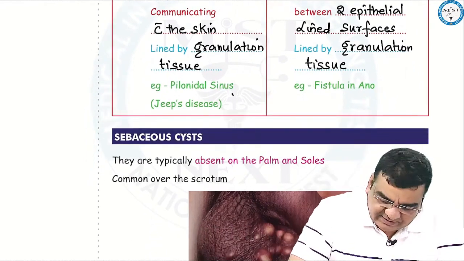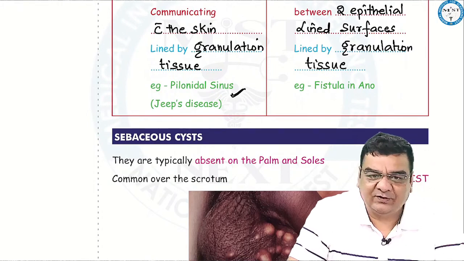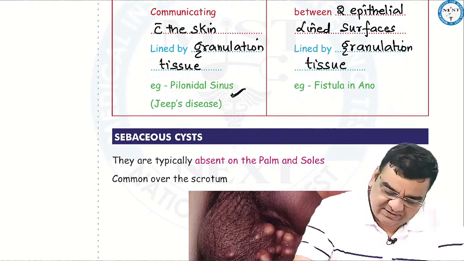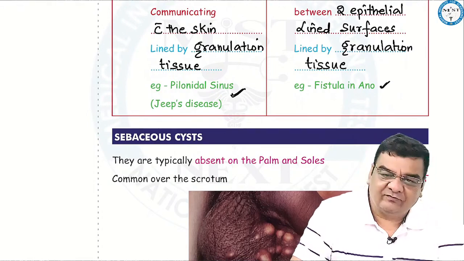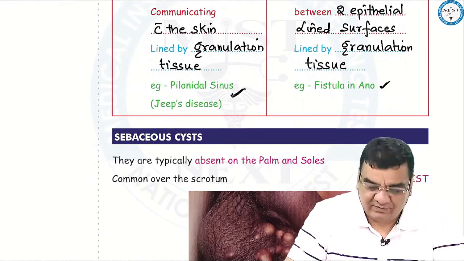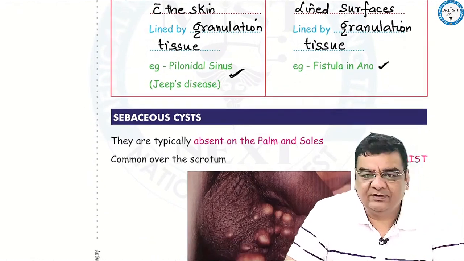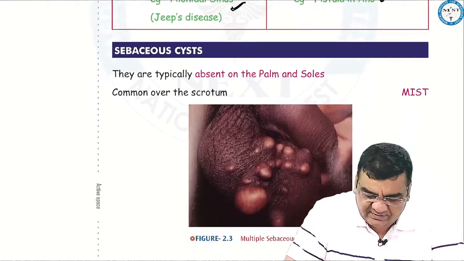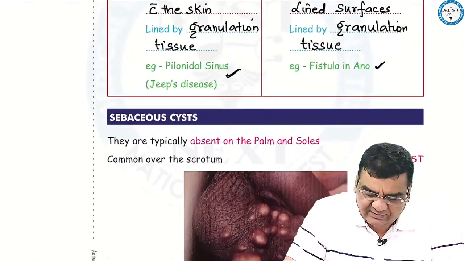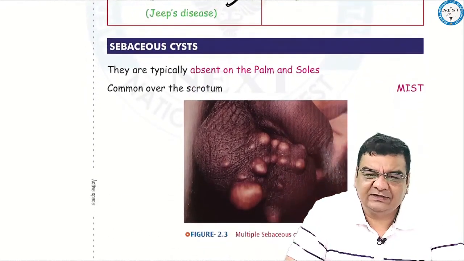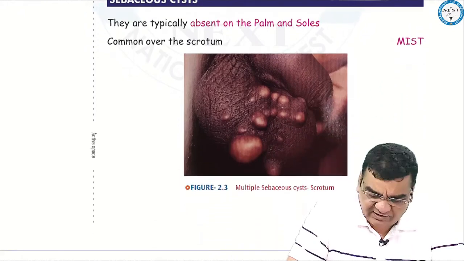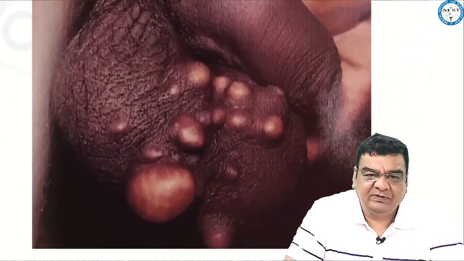The classical examples: pilonidal sinus, which we call Jeep's disease, and for fistula, fistula in ano, right? Okay. Then we have something like sebaceous cyst, which is mentioned here. This can be an image-based question.